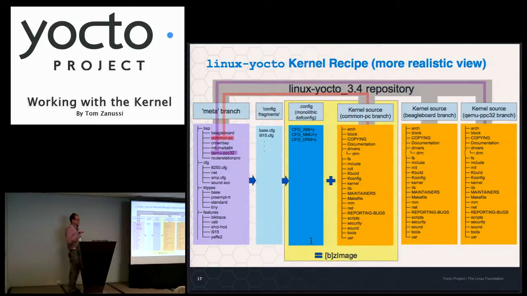And this is the same thing a little more realistically. I just mainly wanted to show that the Linux Yocto 3.4 repository has a bunch of branches, and when we do a build, we're just choosing one of those. So in this case, our common-pc branch, and one of the BSP features is the thing that actually is building that particular branch. If we were to switch the build system over to the qemuppc32 machine, this branch would be built, and it would start using this top level kernel feature.